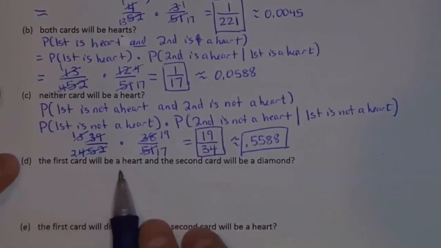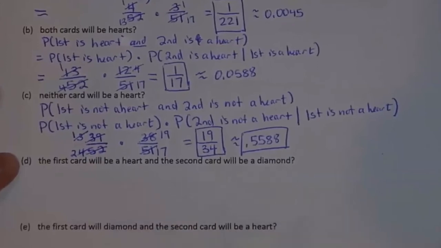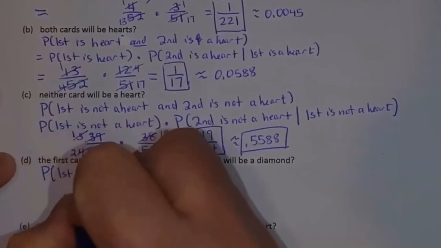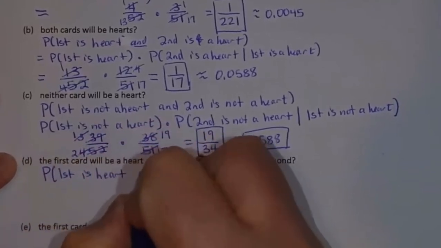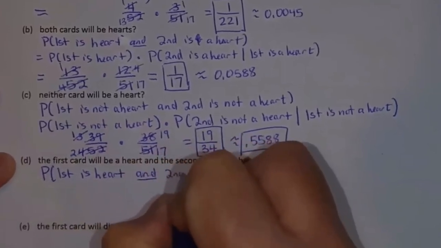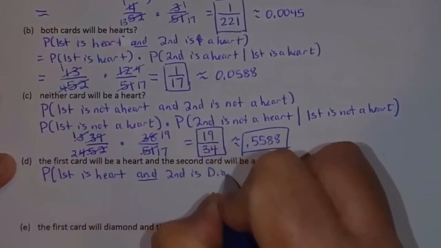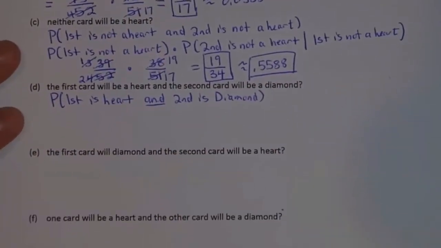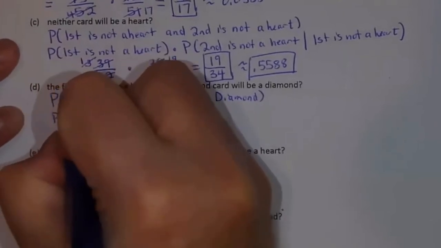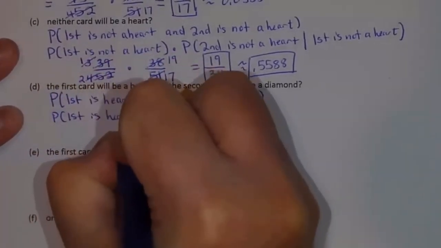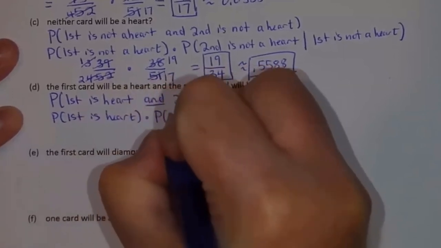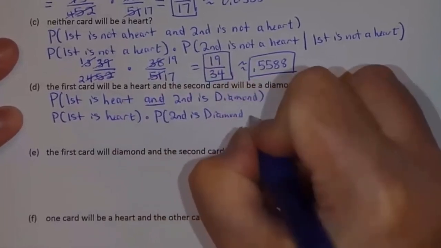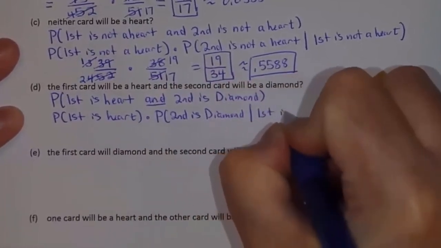D, what's the probability the first card will be a heart and the second card will be a diamond? So probability first is heart and second is diamond. I'm just continuing to do the same thing. So this is going to be the probability that the first card is a heart times the probability that the second card is a diamond, assuming that the first is a heart.